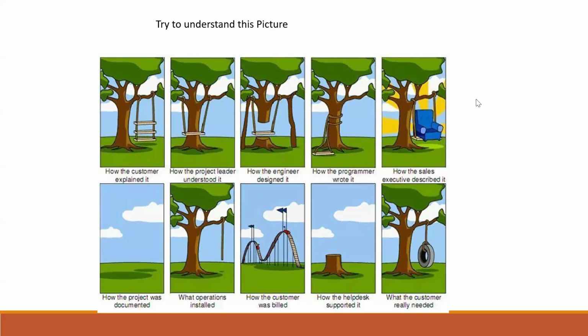Raghunath, Nagalakshmi, any thoughts? What is missing over here?